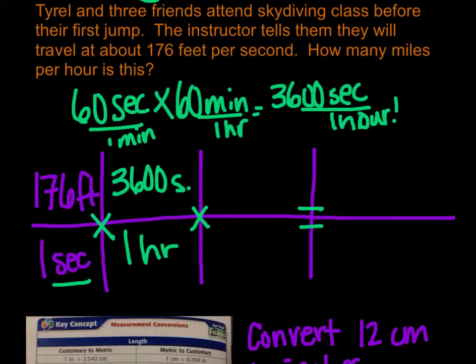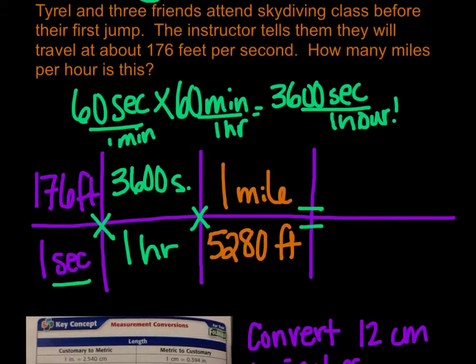So I got time worked out. Now let's think about feet. I need to turn feet into miles, and I know from a handy-dandy conversion that I learned in like 5th grade that there are 5,280 feet in a mile. So 5,280 feet in 1 mile.